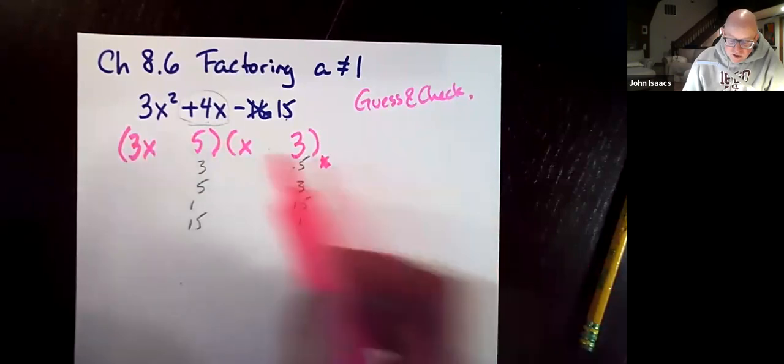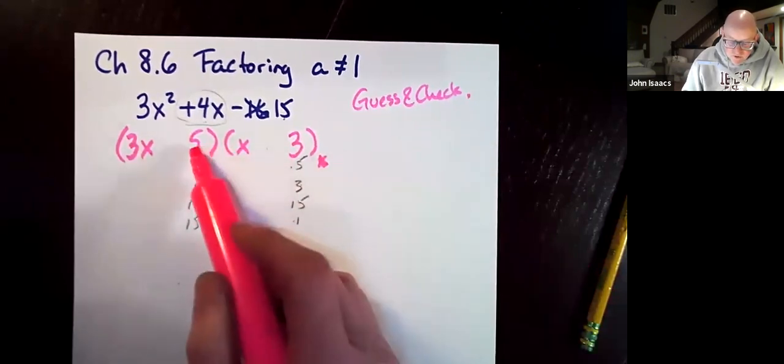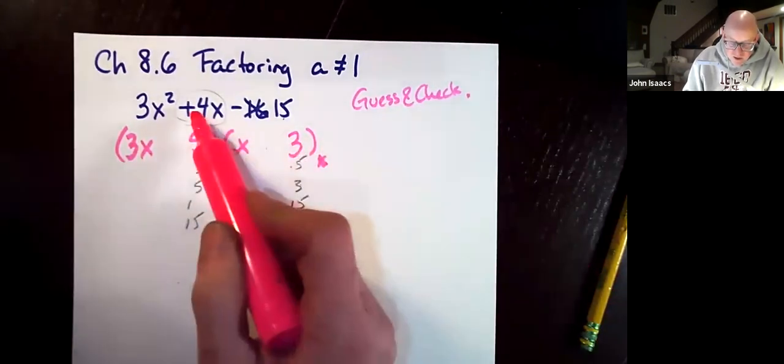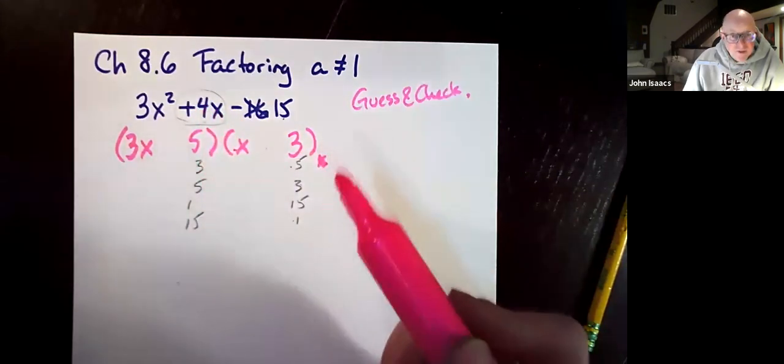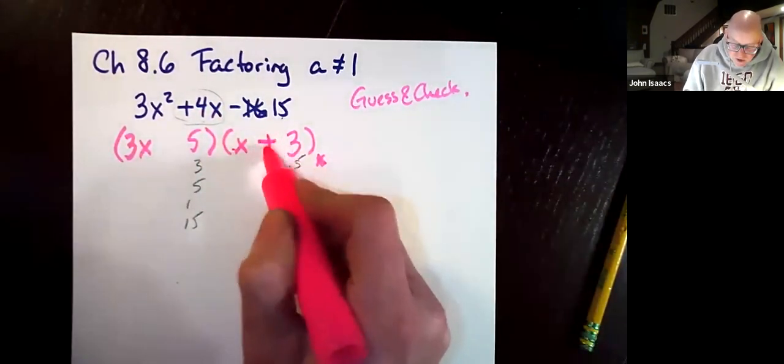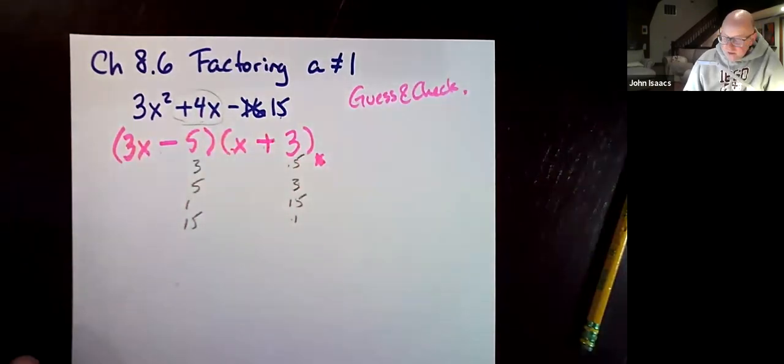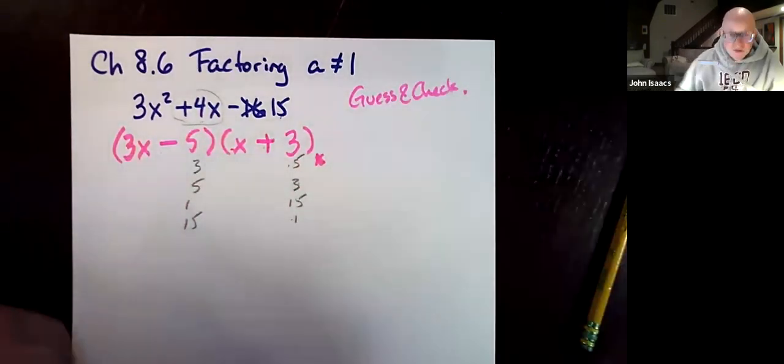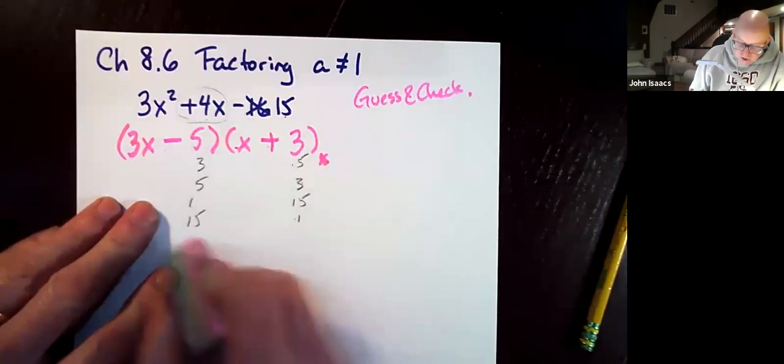So here's what we have. We have 5x and 9x. We need to make this positive. So we need to make the 9x positive. So we have a plus sign here and a minus sign here. And we're done. I'm going to erase these options while you think about that.